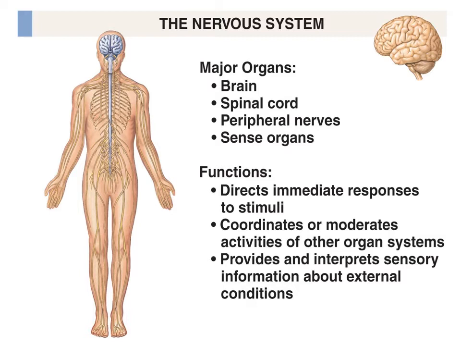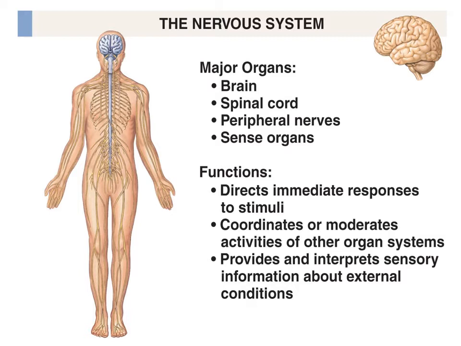So the nervous system tells every other system what to do. It's very, very important. And it provides and interprets sensory information about the external conditions. So it's always sensing what's happening outside the body and sending that information to the brain. The brain is integrating that information and sending motor commands out to the rest of the body.